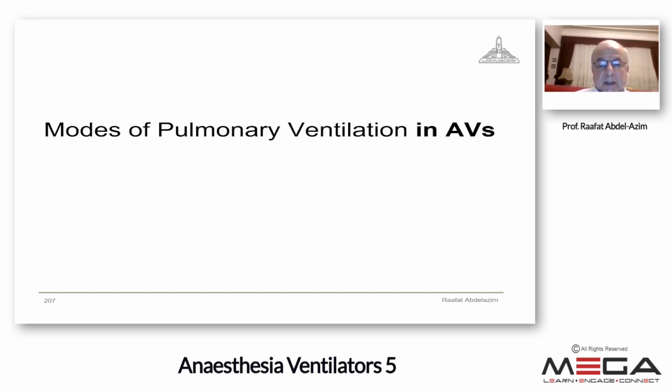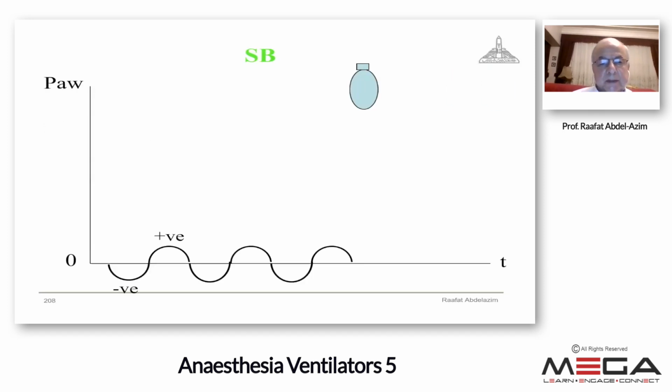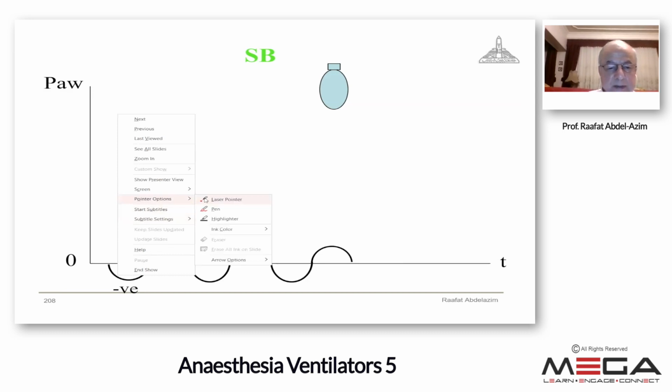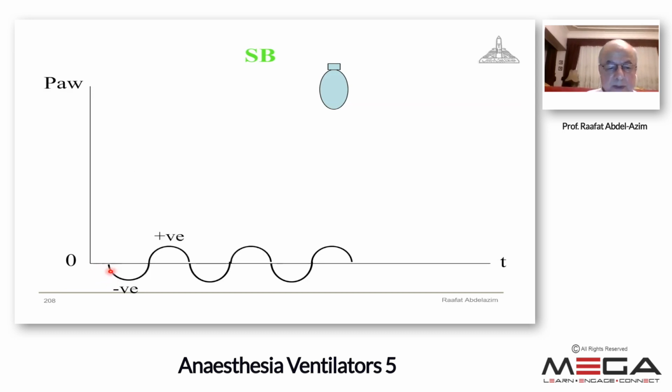Now, if the patient needs another form, for example, when starting anesthesia or near the end of the operation, the patient is spontaneously breathing. As I said, we can see this on the pressure time scalar or pressure time curve. Here is zero pressure, the atmospheric pressure, and with inspiration the pressure is negative, reaching -1, -2, -3 centimeter water below the atmosphere. And for expiration, it is +1, +2, +3, according to the patient effort.